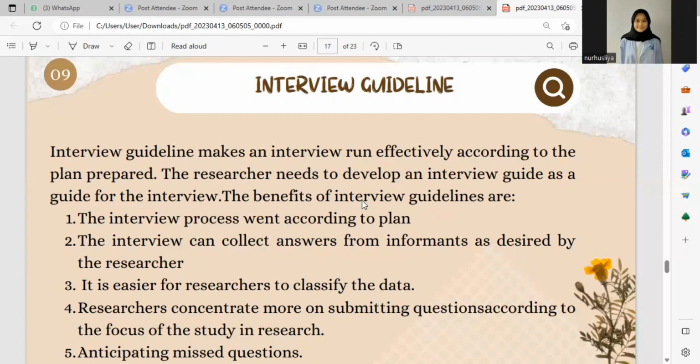It is easier for the researcher to classify the data, and next, researchers concentrate more on submitting questions according to the focus of the study in research, and the next, anticipating missed questions.